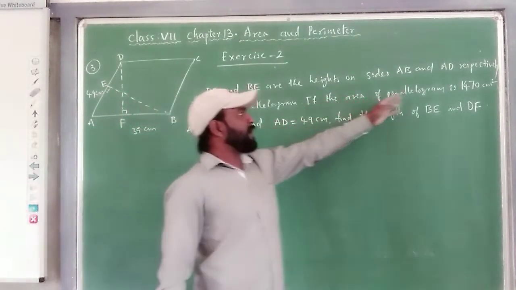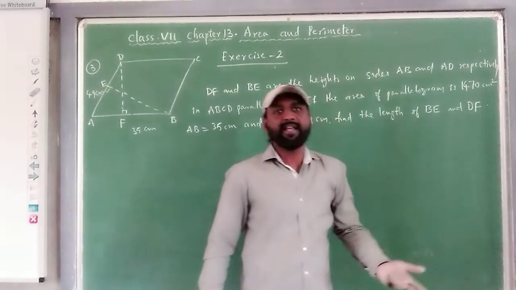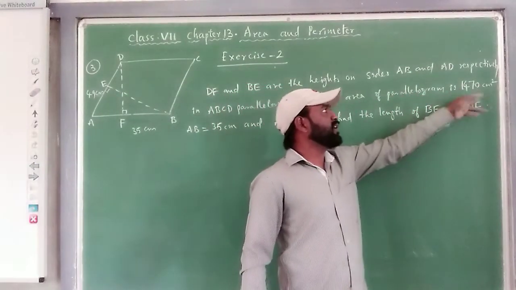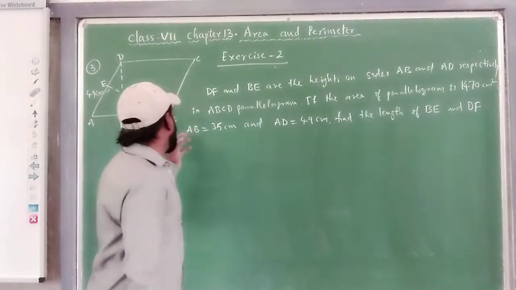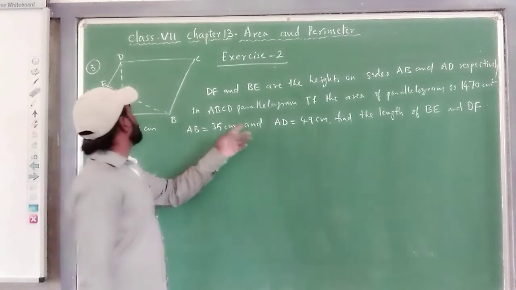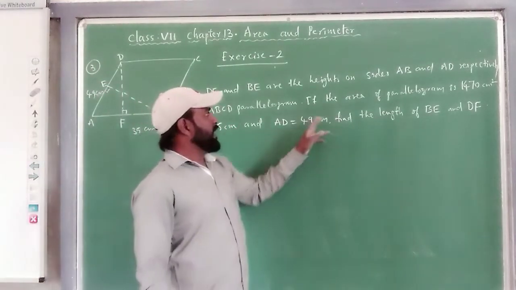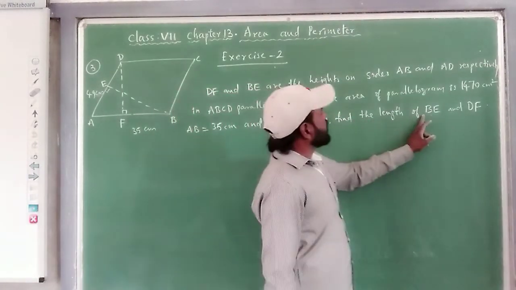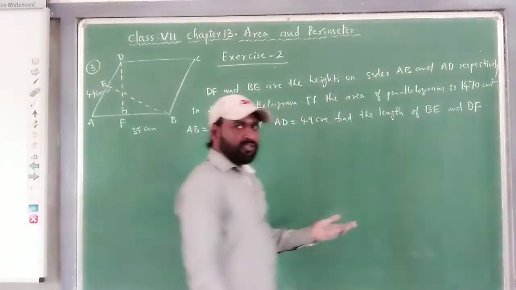If the area of the parallelogram is 1470 centimeters square, already area is given here. Area of the parallelogram ABCD is how much given? 1470 centimeters square. If the area is that much and one of the parallel sides AB is 35 centimeters and one of the other parallel sides, that is AD, is 49 centimeters, we have to find the lengths of DE and DF, the heights.